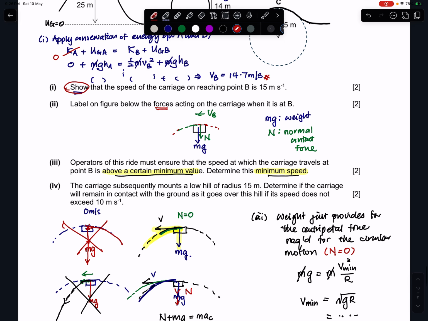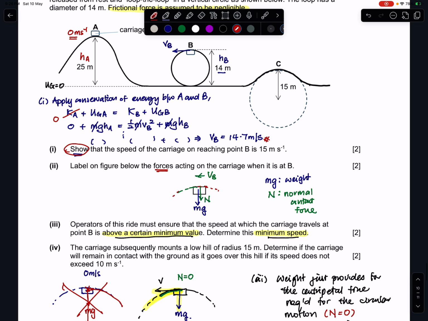Alright, next part of the motion, we're going to now move the carriage, and it's subsequently going to mount a low hill in this part of radius 15 meters. Determine if the carriage will remain in contact with the ground. So again, the keyword is about contact. So what are we looking at?